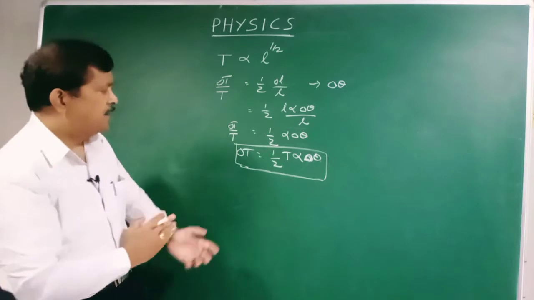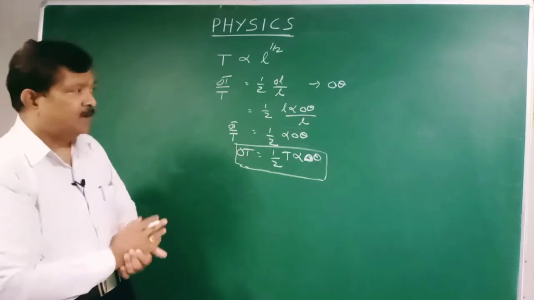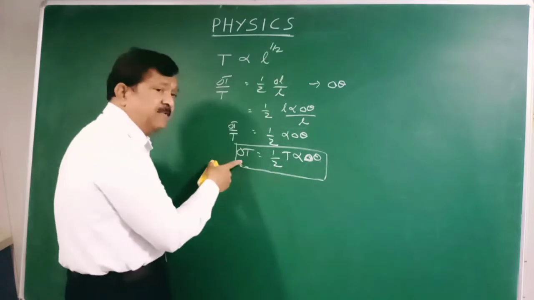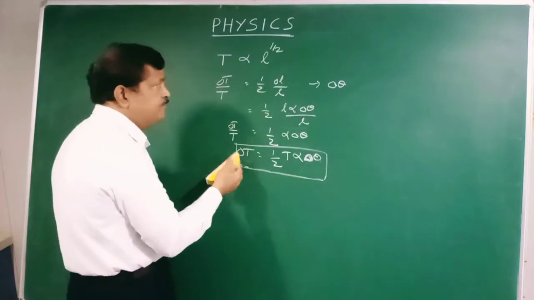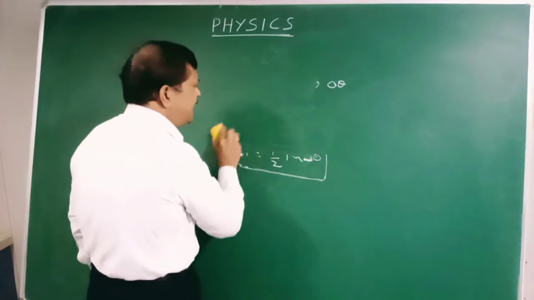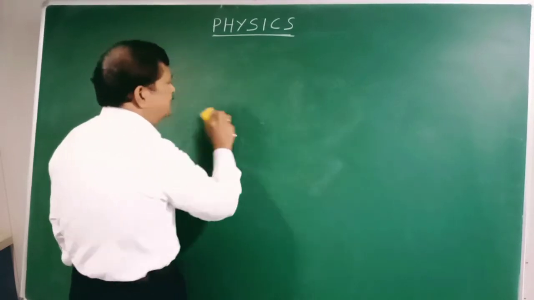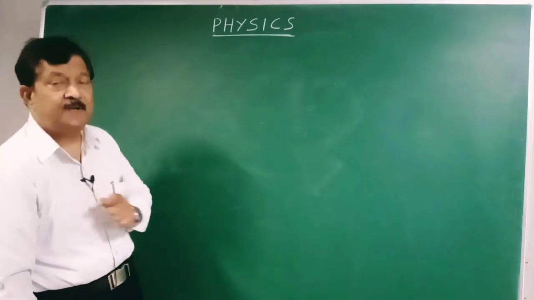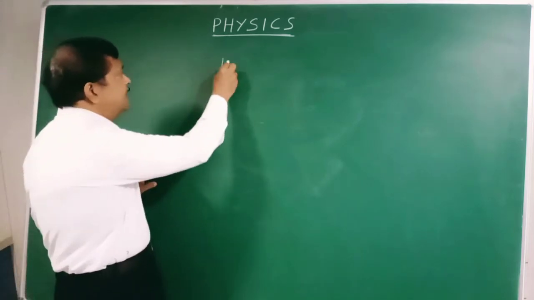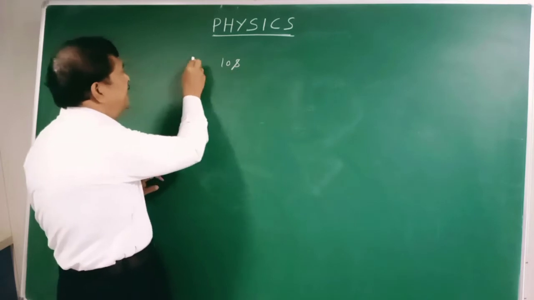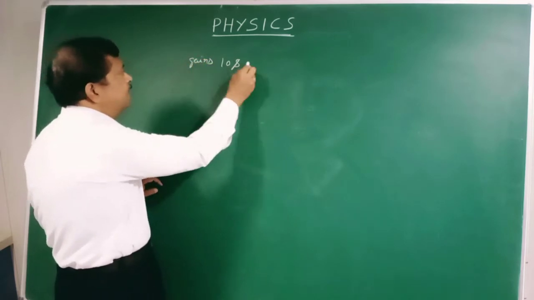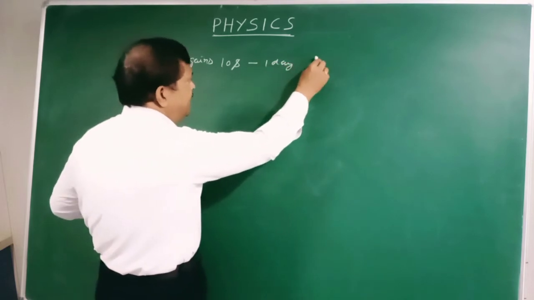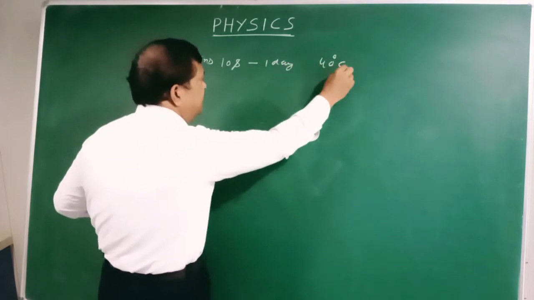Now let us have a numerical application here itself. We can use this equation to find out the change in the time. Suppose there is a pendulum clock that gains 10 seconds of time in a day at a temperature of, say, 10 degrees centigrade.